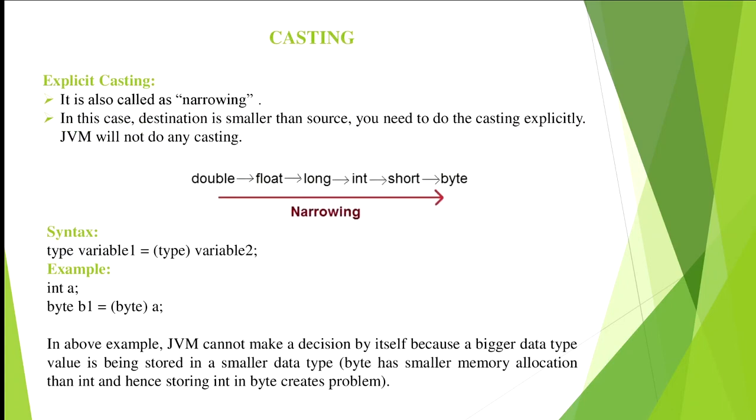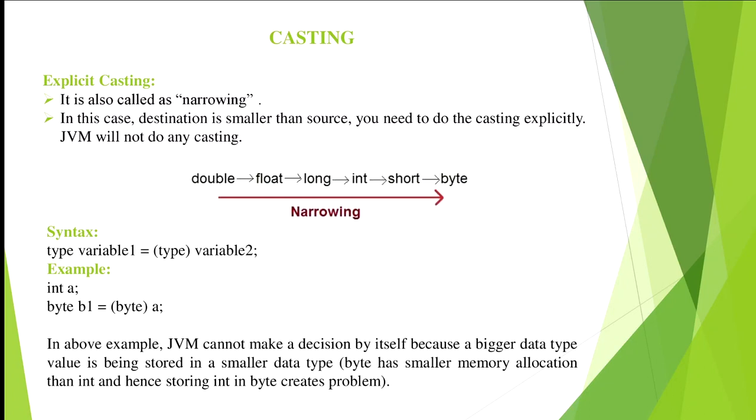And now we see about explicit casting. It is exactly the reverse of implicit. This is also called narrowing. Why is it called narrowing? Because here the destination is smaller than the source, and that's why you need to do the casting forcefully, explicitly. The JVM will not do this kind of casting. The JVM only does implicit casting. So the user has to do the explicit casting.